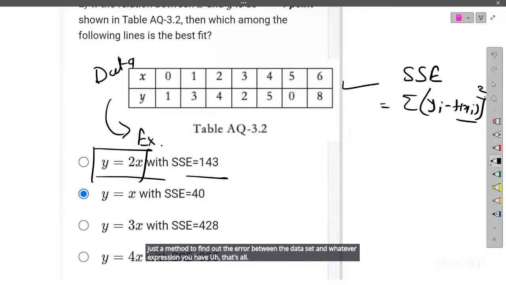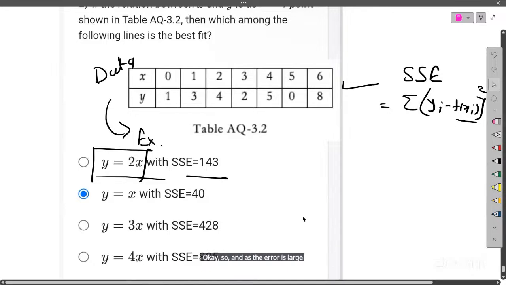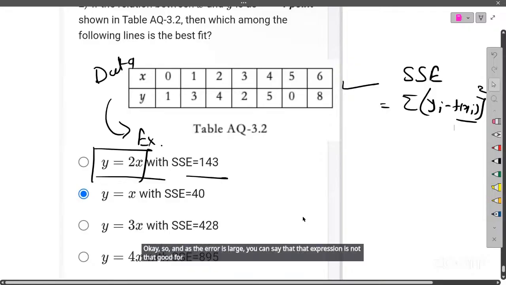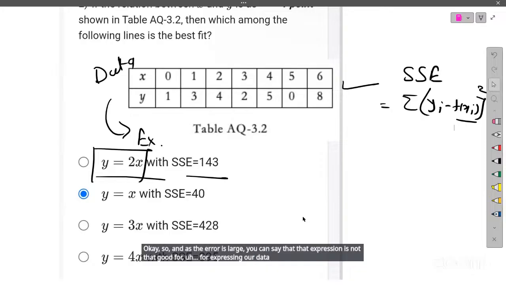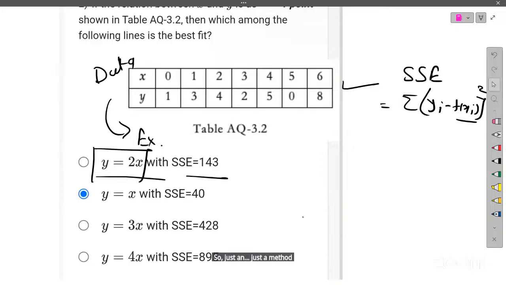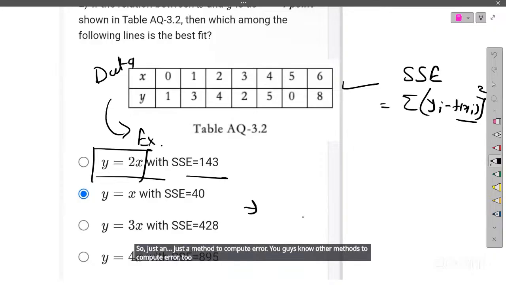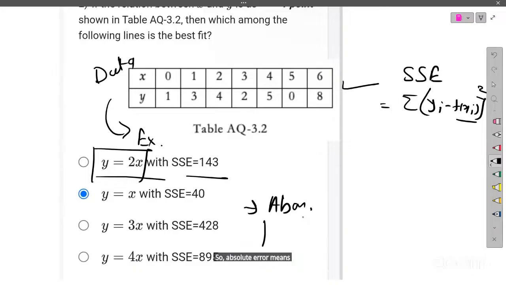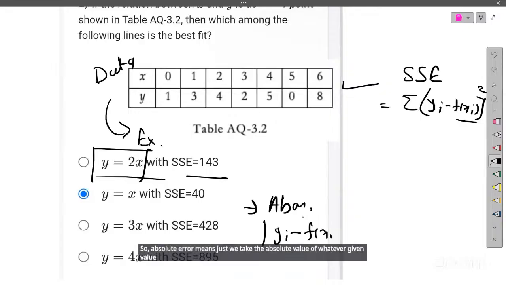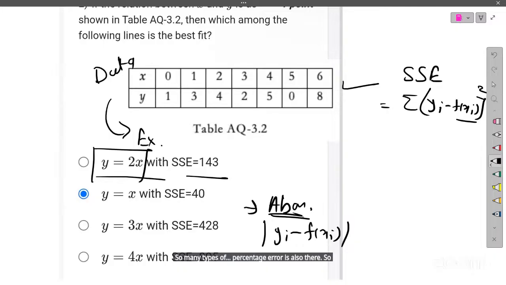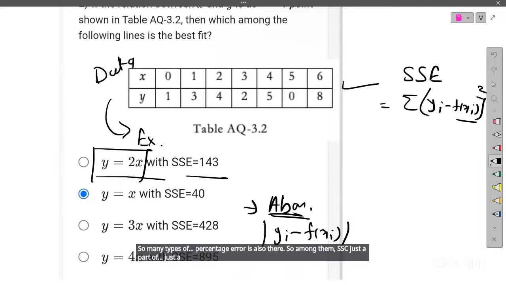That's all. As the error is large, you can say that the expression is not that good for expressing our data set. And if the SSE is small, that will be your best fit. So it's just a method to compute error. You guys know other methods to compute error too. There is absolute error, right? Absolute error means we take the absolute value of the exact value minus the practically taken value. There are so many types of error, and SSE is among them: absolute error, relative error, percentage error. So SSE is just one type of error to judge something.